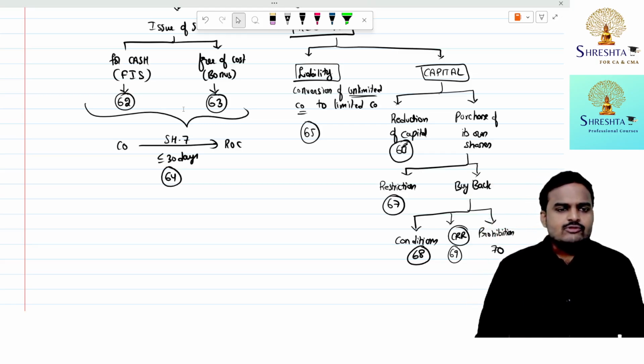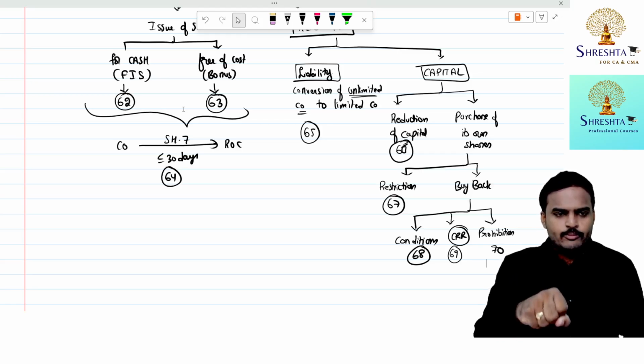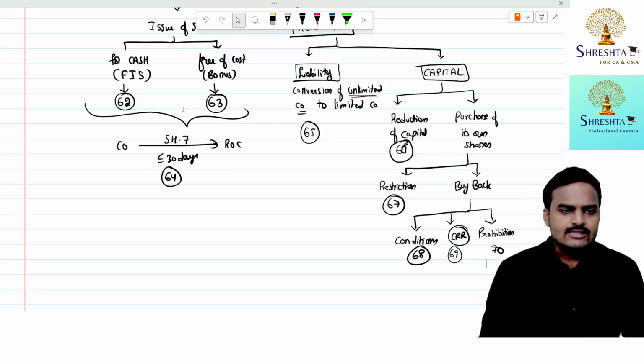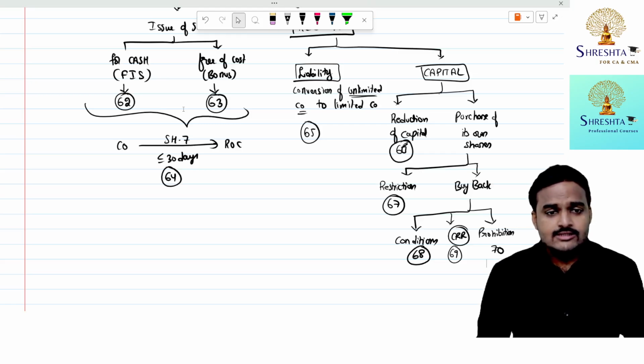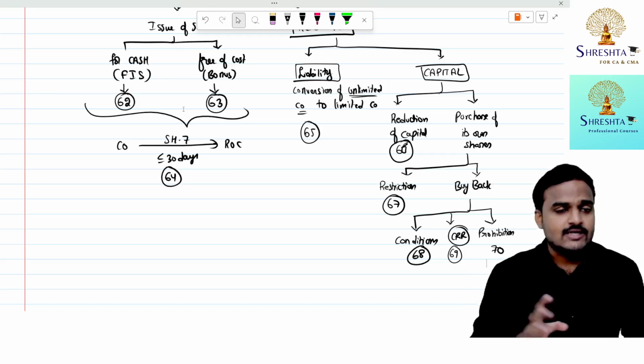67. Next one, buyback. Conditions related to buyback of shares, 68. Capital redemption reserve account, 69. And prohibition on company: in some cases, a company is prohibited from making buyback of shares, section 70. So with this, we completed the section numbers of share capital and debentures.